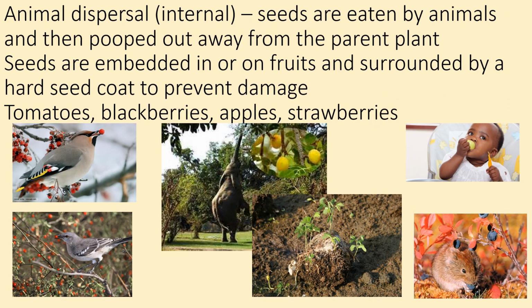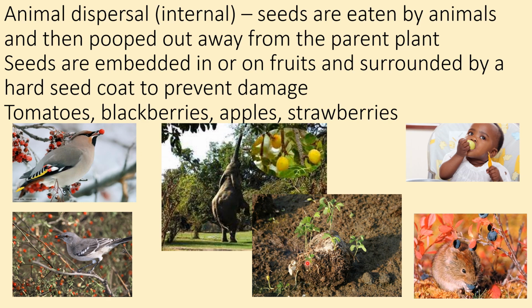Animal dispersal, internal. Seeds are eaten by animals and then pooped out away from the parent plant. So the seeds are embedded in or on fruits and surrounded by a hard seed coat to prevent damage. Examples are tomatoes, blackberries, apples and strawberries. So you've got some birds that are eating brightly coloured berries. They're brightly coloured to attract the birds to them so they can find them. This is an elephant eating fruits.